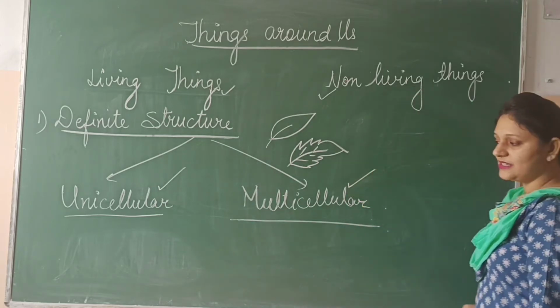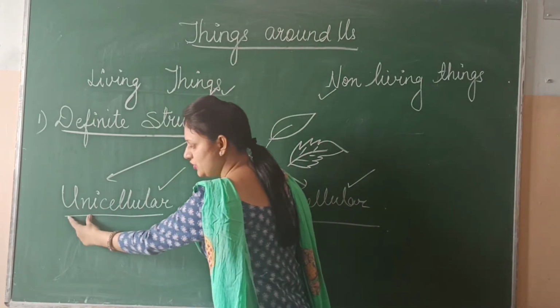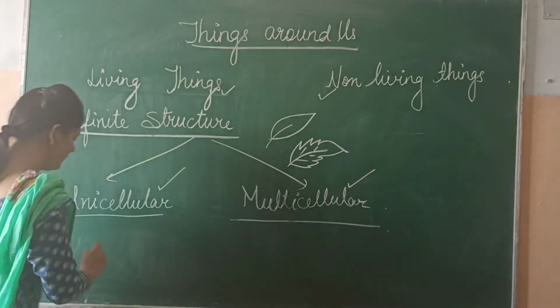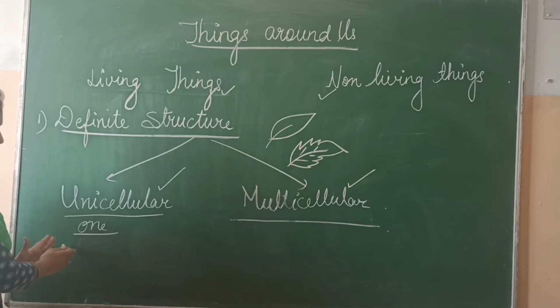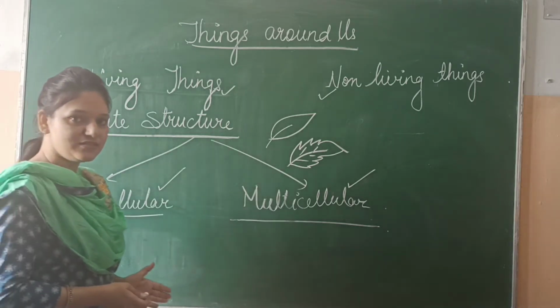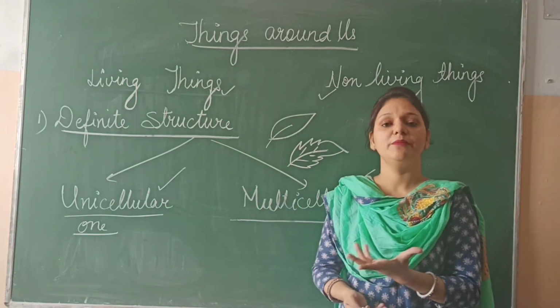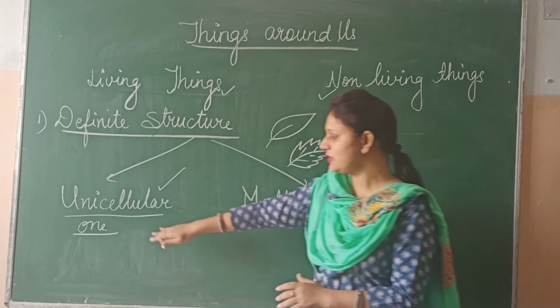Now let us understand the difference between the two. Unicellular, that means uni plus cellular. Uni means one. So from the name itself it is clear that the organism is made up of one cell. They are known as unicellular. So the organisms which are made up of one cell are known as unicellular.